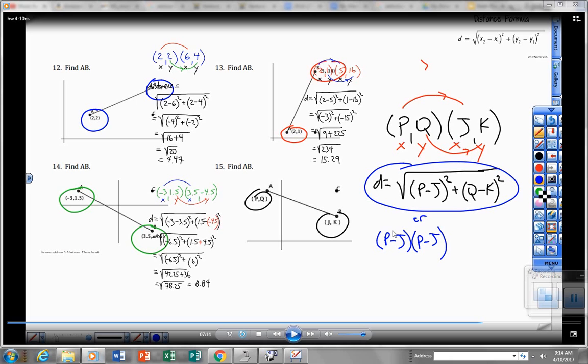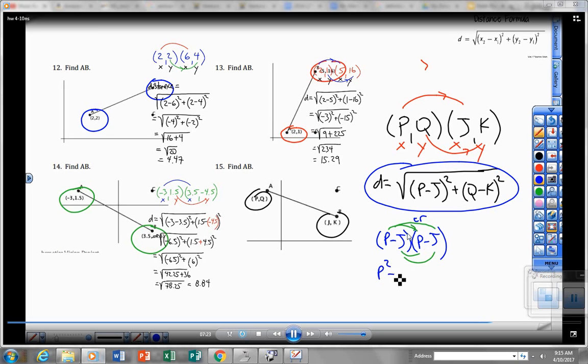I'm going to take this P times this P, and then take this P all the way down times this negative J. And when I'm done with that, I'm going to distribute this negative J times P, and then that same negative J times another negative J. Here I'm going to show the arrow patterns. So P times this P, and then that P all the way down, this J times both.